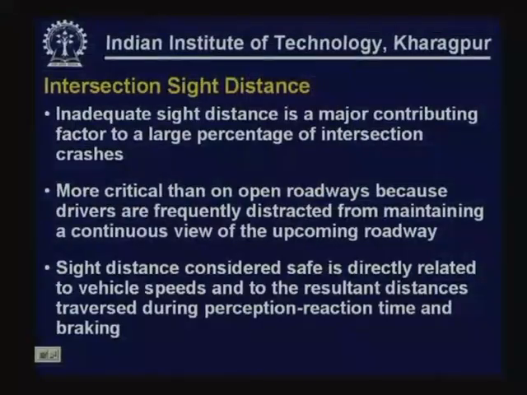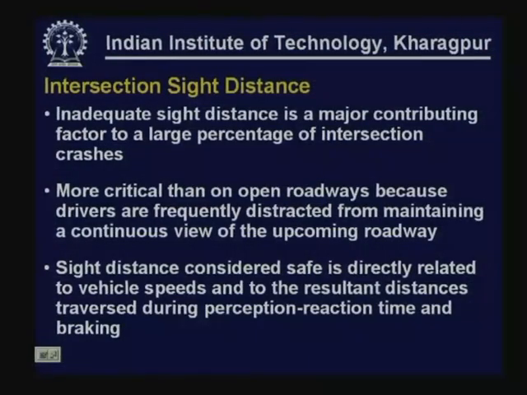First of all, intersection side distance, why it is important. Basically, inadequate side distance is a major contributing factor to a large percentage of intersection crashes. Directly, it affects safety. Therefore, adequate intersection side distances should be provided for smooth, efficient and safe operation of traffic at intersections. One should remember that intersection side distance is more critical than on open roadways because drivers are frequently distracted from maintaining a continuous view of the upcoming roadway. Therefore, intersection side distance becomes more crucial.